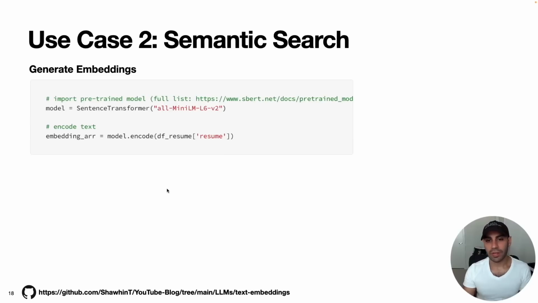Next, we're going to generate the embeddings. So the sentence transformer library makes this super easy. All we do is import the model, and then we can use this .encode method to pass in all the resumes and generate embeddings for all of them.